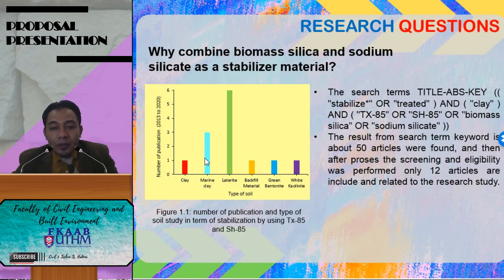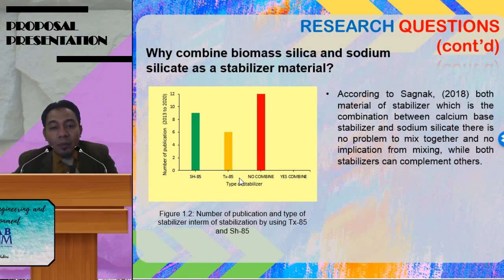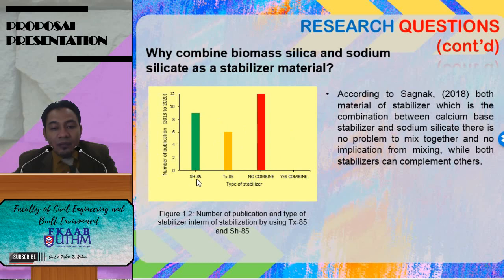From here, most of the researchers are interested in laterite soil, and the second is marine clay. For clay-based material, green bentonite and white kaolinite, few researchers study that area. From figure 1.2, the number of applications and type of stabilizer in terms of stabilizing using TX-85 and SH-85, there is no researcher studying the combination of both stabilizers, SH-85 and TX-85. So that's why I use the combination of biomass silica and sodium silicate.